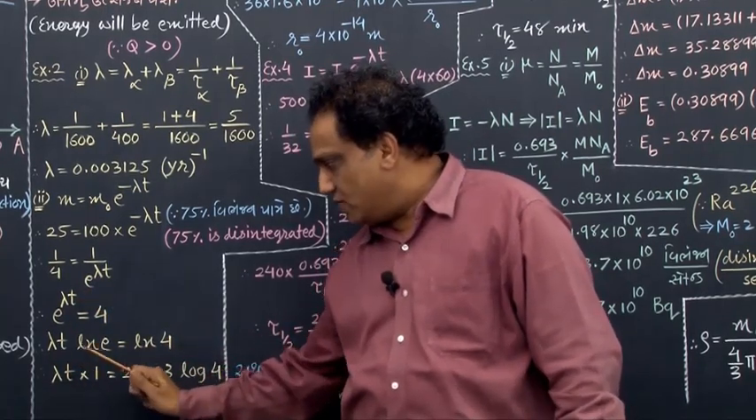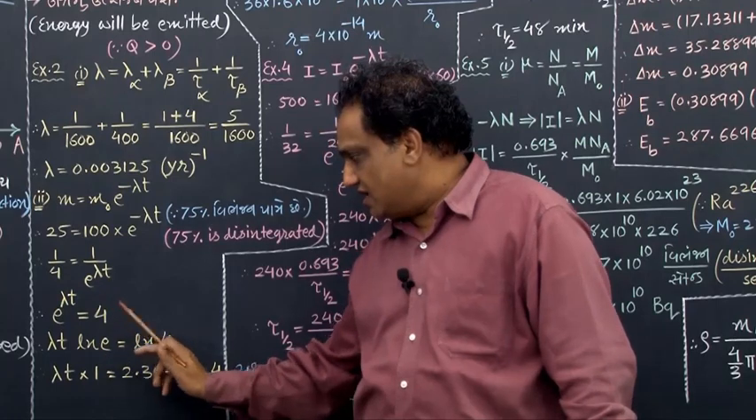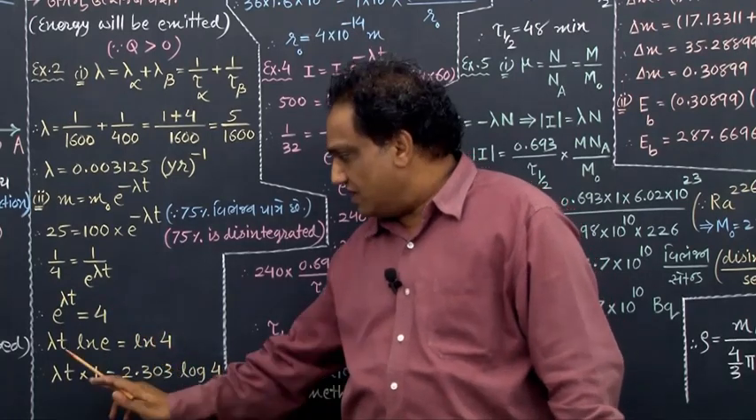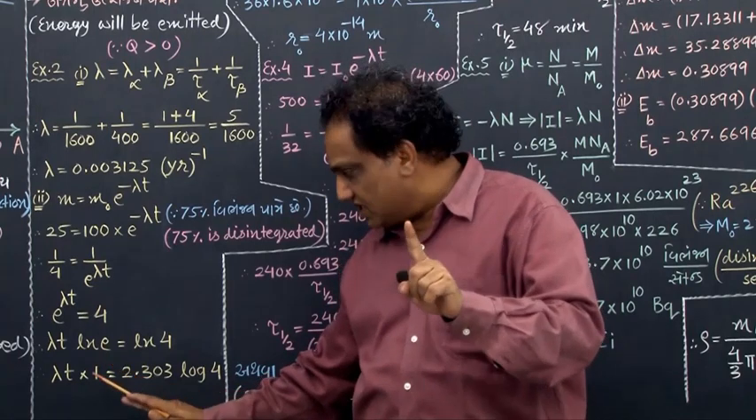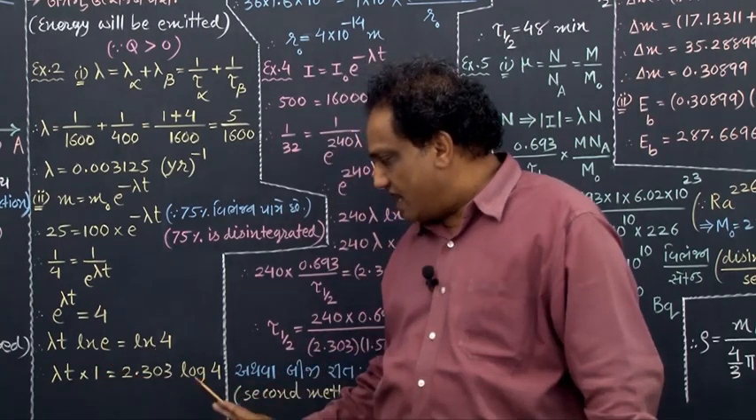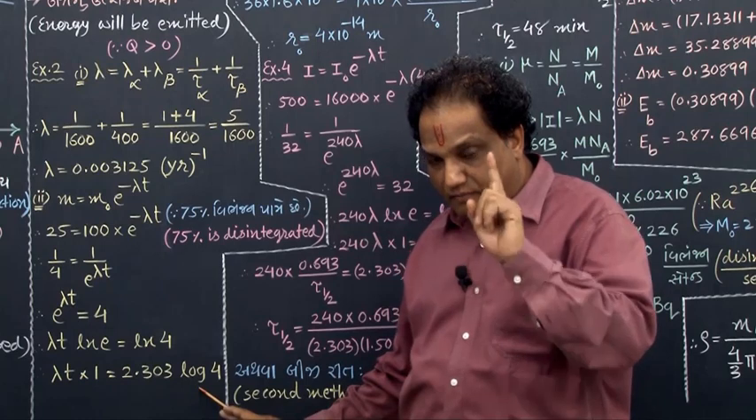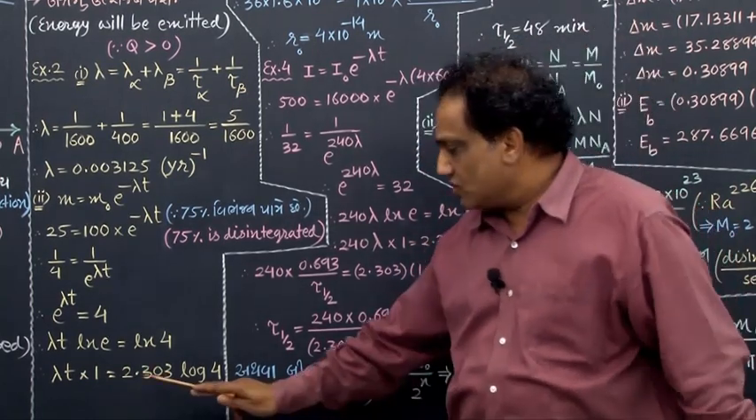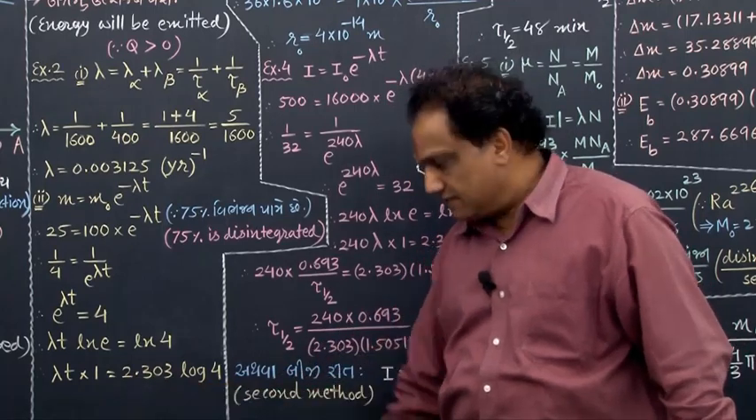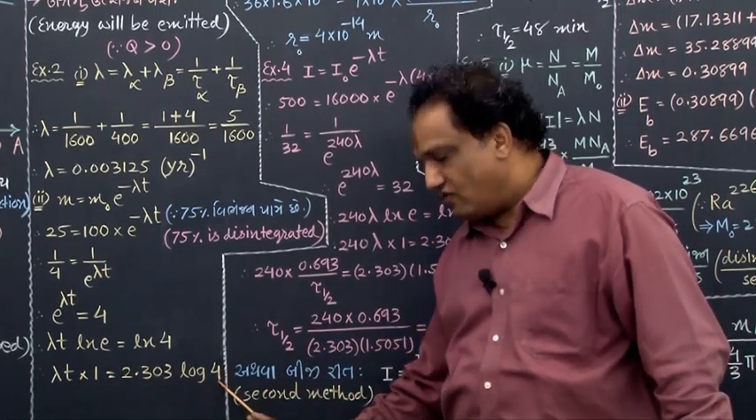So lambda t into natural log of e, and here natural log of 4. Now this lambda t as it is, natural log of e means log e base e, which is 1, and base e to base 10. If you want to transfer the value from base e to base 10, you must multiply by 2.303. So I am writing 2.303, correct? And into logarithm of 4.